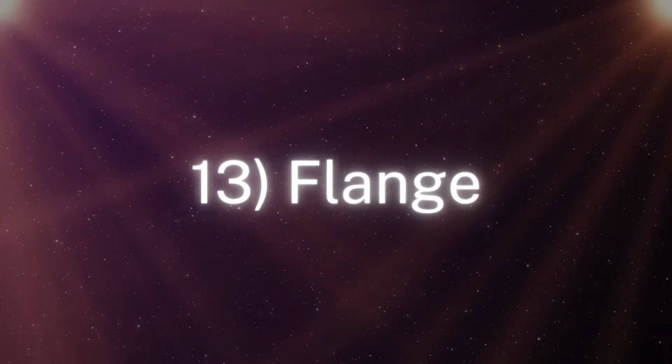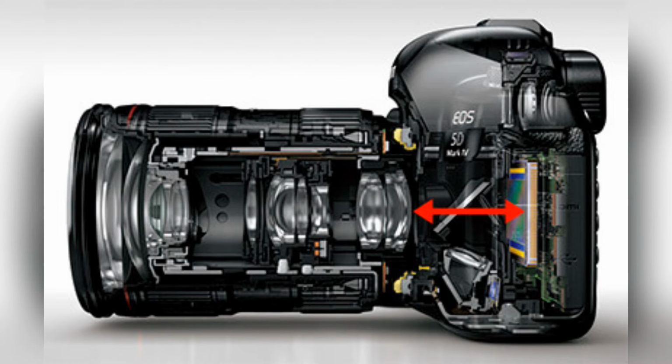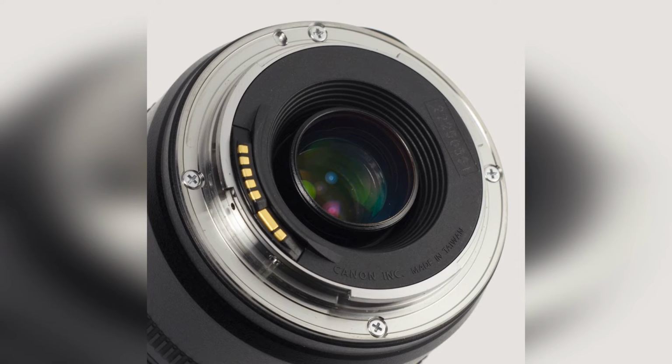Number 13. Flange. The flange is the bracket hole that connects your lens to the camera body. This is only something you'll find on cameras with interchangeable lenses. On the flange, there are several markings to help your lens mount properly into place.